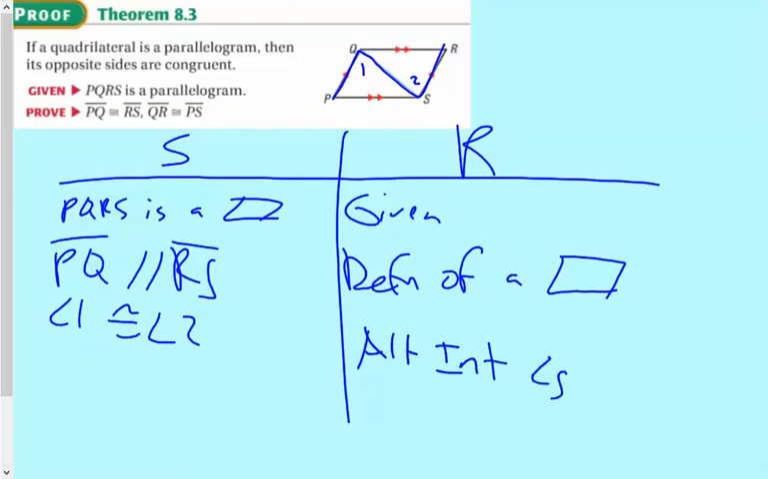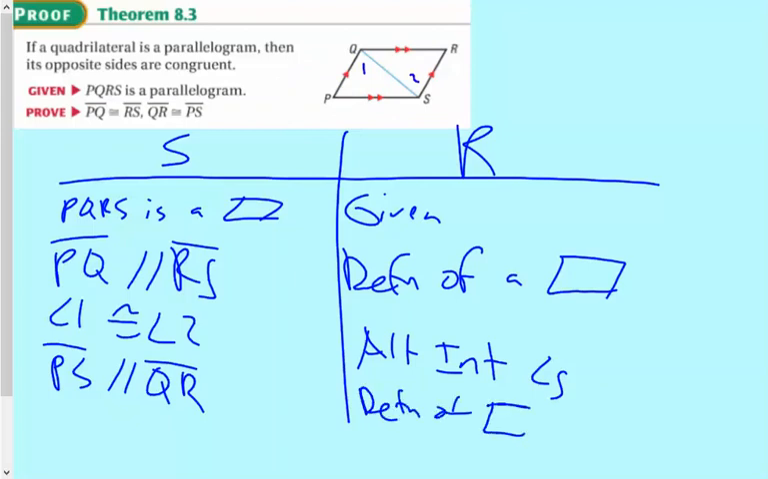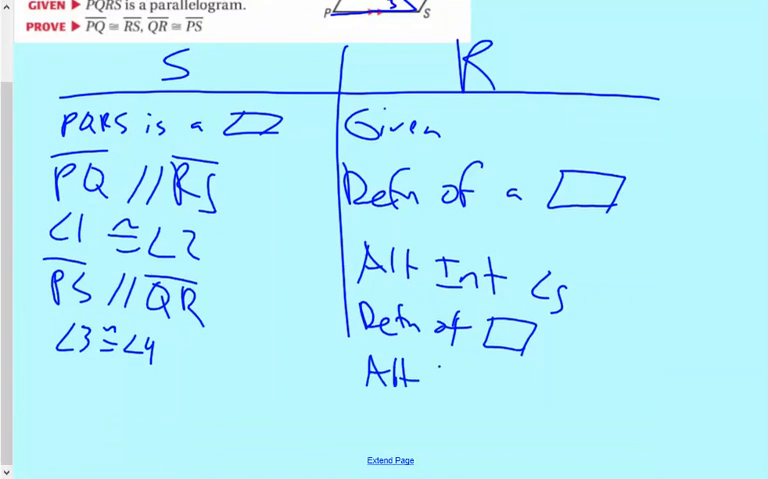Okay, now then what I'm going to do is say that PS is parallel to QR. Again, it's the same thing here. Actually, I should leave that 1 and 2 in there. Definition of parallelogram. And then now here, because these lines are parallel, it makes these angles 3 and 4 congruent. So angle 3 is congruent to angle 4. Again, alternate interior angles. And then I have a reflexive side, QS is congruent to SQ. Reflexive.